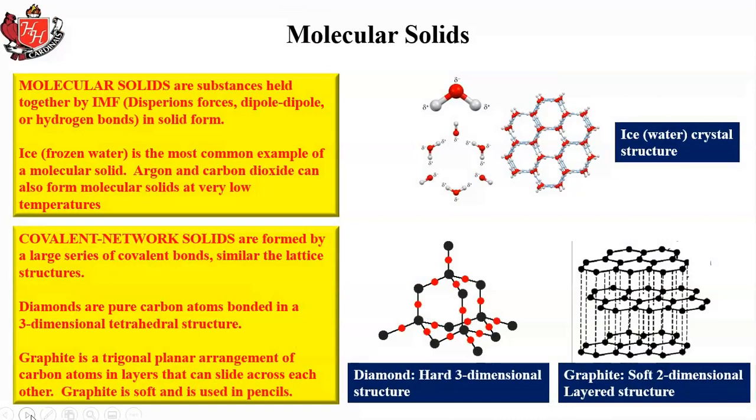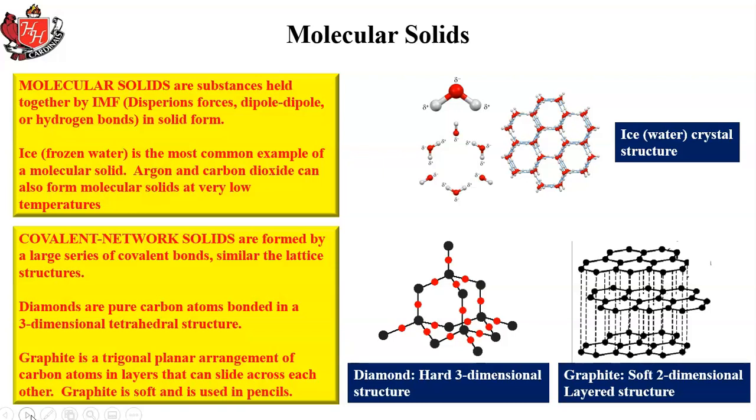Okay, now we're going to get into molecular solids. Molecular solids are substances held together by intermolecular forces, either dispersion forces, dipole-dipole, or hydrogen bonds, in a solid form. Generally, up until this point, we've been talking about intermolecular forces bonding atoms in the form of gases or liquids. Now we're talking about intermolecular forces that actually create solids, where the molecules stay in place. Ice, frozen water, is the most common example of a molecular solid. Argon and carbon dioxide can also form solids at very low temperatures.